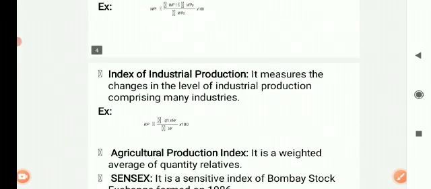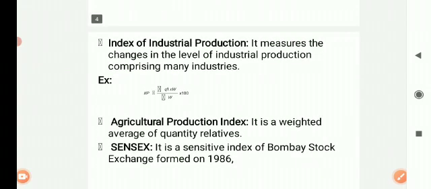Now coming to the next one, that is the index of industrial production. It measures the changes in the level of industrial production comprising many industries. Compared to a group of industries, what are the actual changes that can happen in a particular industry over a period of time? That can be explained with the help of the index of industrial production. What was the production of a particular industry earlier, and what is it at present?